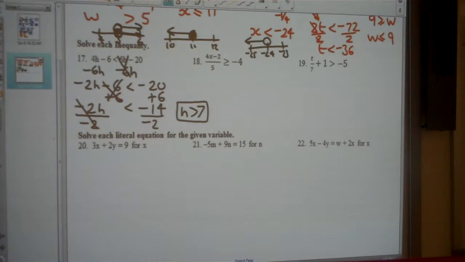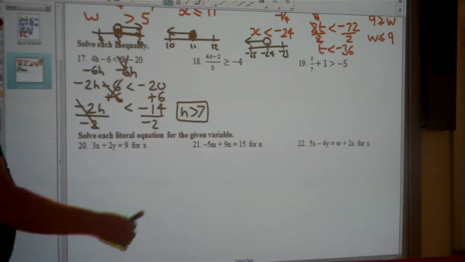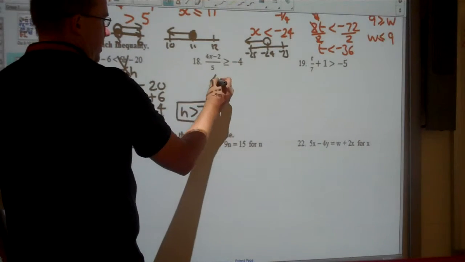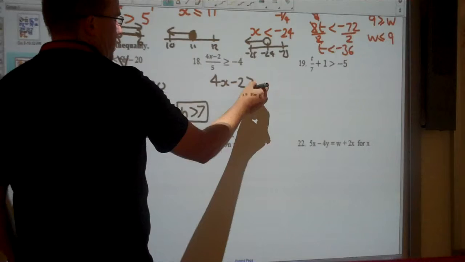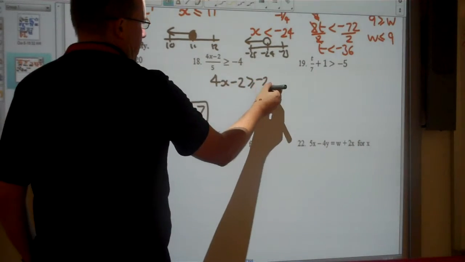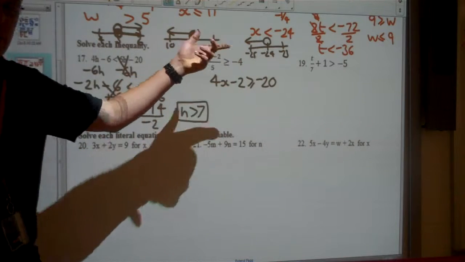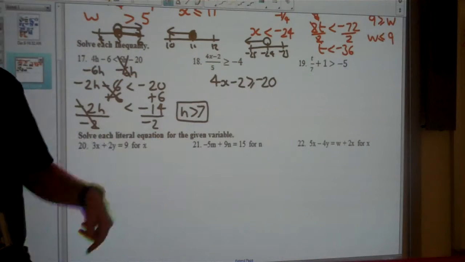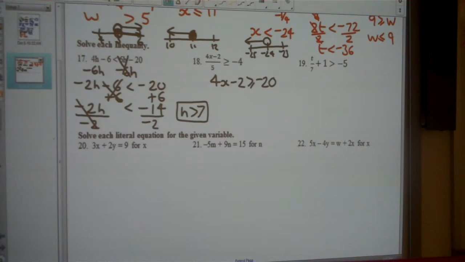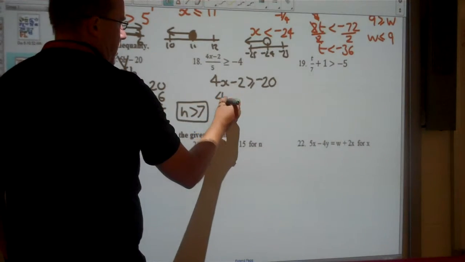For question 18, instead of dividing by 5, I'm going to do the opposite, which is to multiply by 5 on both sides. So -4 times 5 is -20. Notice I'm not flipping the inequality, even though this was negative and I multiplied, because I just did the opposite of multiplying by dividing by 5. So I didn't multiply by a negative number there. Add 2 to both sides.